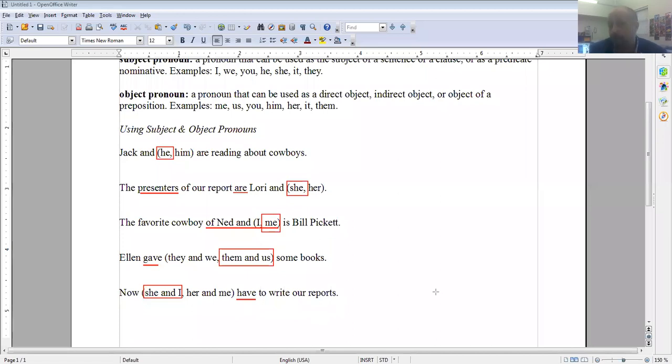Okay? So when you're working with subject and object pronouns, pay attention, do a little bit of sentence analysis to try to figure out what the pronoun is supposed to be doing in the sentence, right? Is it acting as the subject or is it acting as an object? And then choose the appropriate pronoun at that point in time.